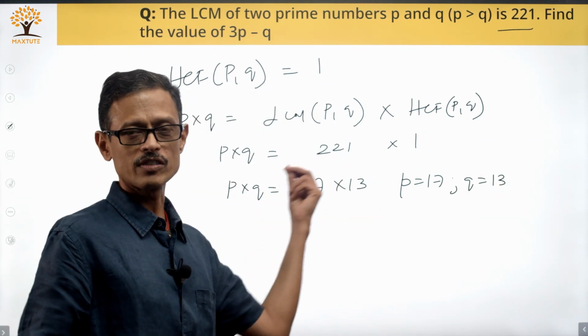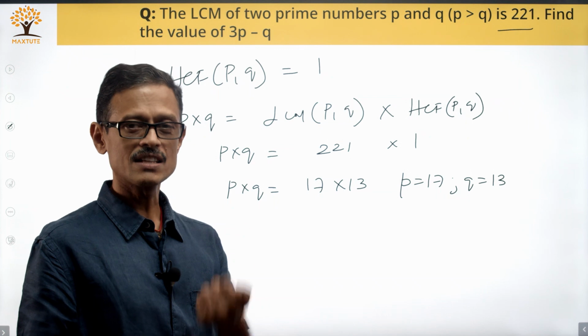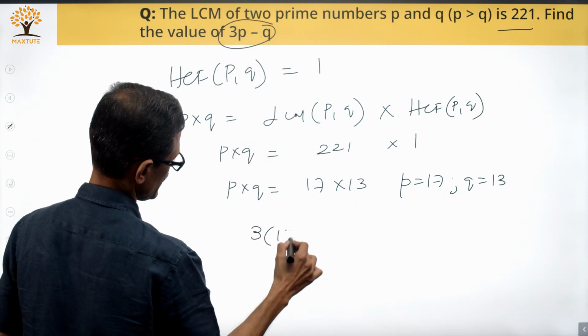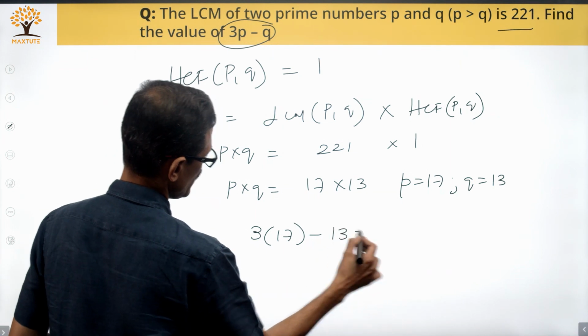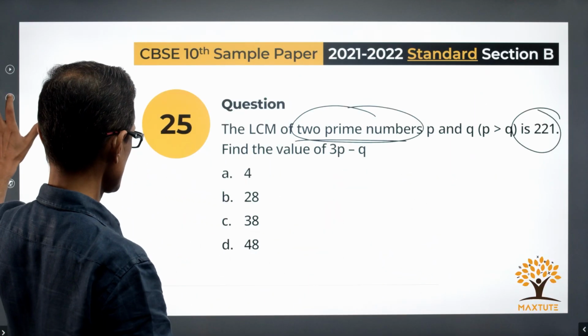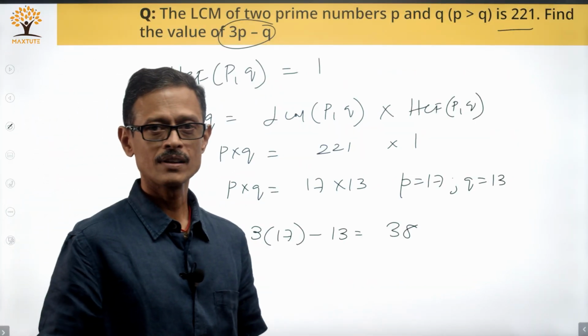This is basically figuring out from the tables. If you know p is equal to 17 and q is equal to 13, then this becomes child's play. 3 times p is 3 times 17 minus q, which is 13. 51 minus 13, 38 is the answer to the question. What answer option satisfies it? C is the correct answer to this question, right?